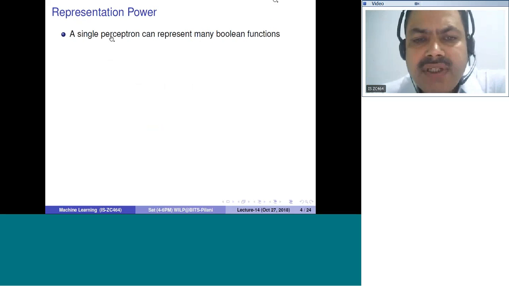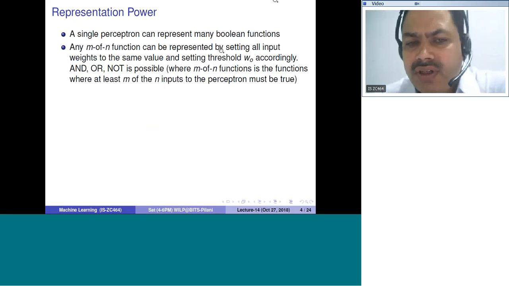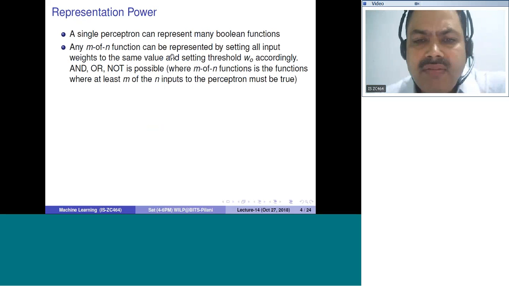So a single perceptron can represent many Boolean functions, and any m-of-n function can be represented by setting all the input weights to the same value and setting the threshold accordingly. So AND, OR, NOT, all these things are possible.